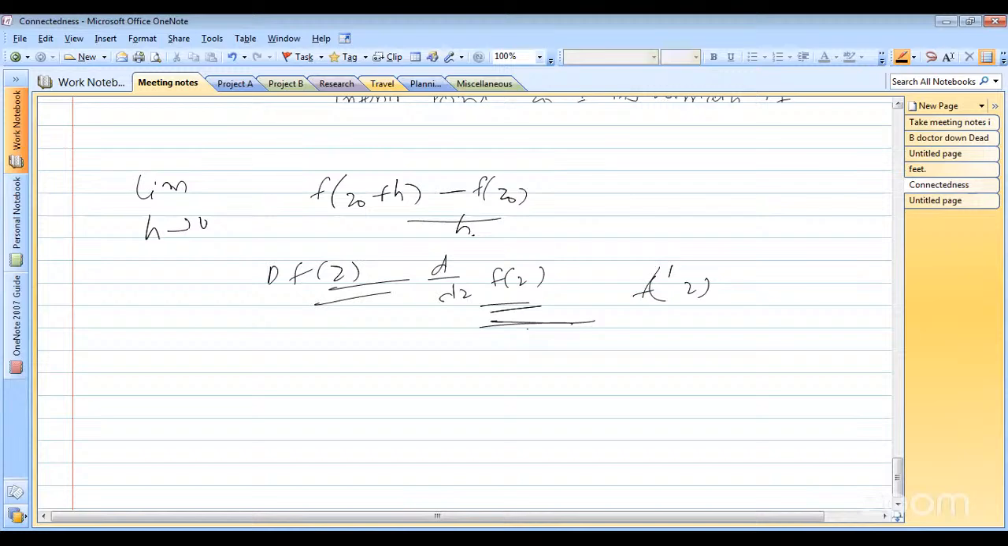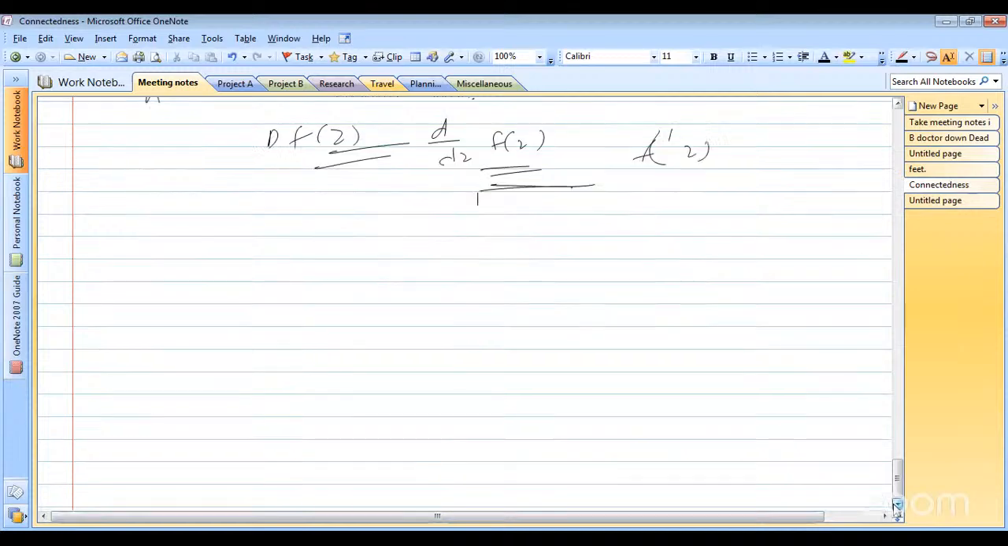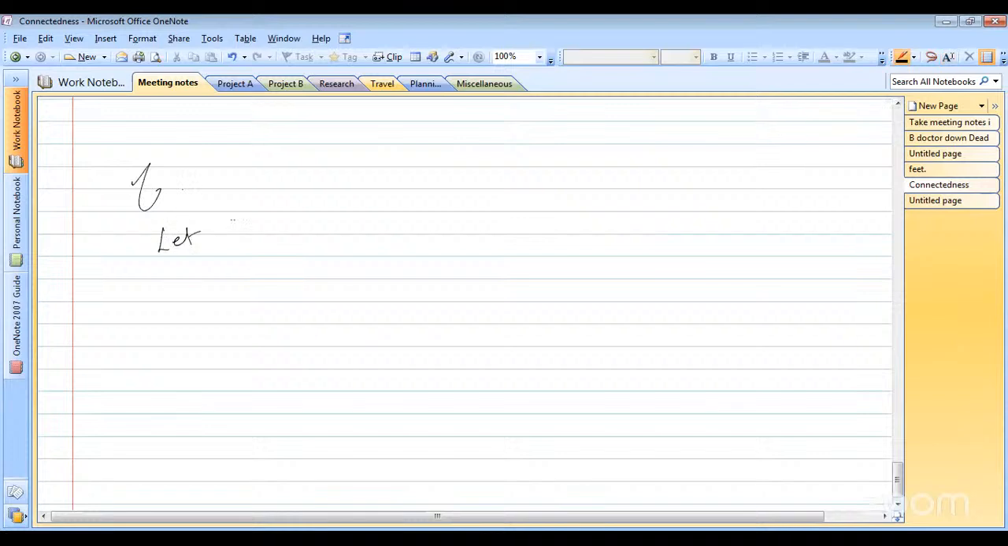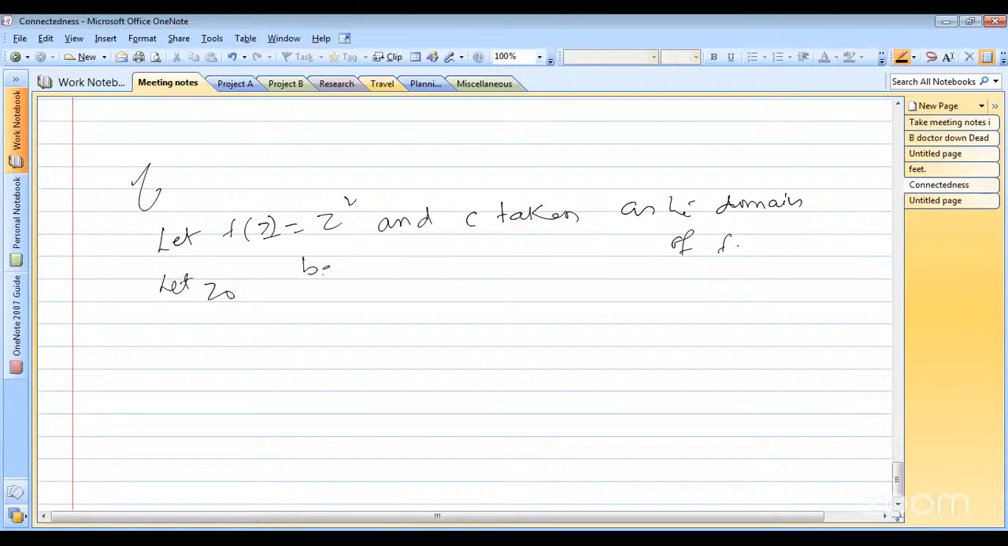So we have an example to learn here. Let f of z equal z square, with the complex numbers C taken as the domain of f. Let z naught be any point of C.